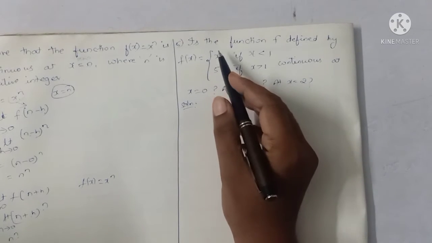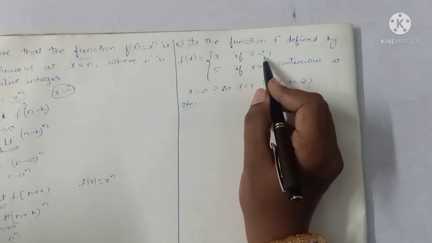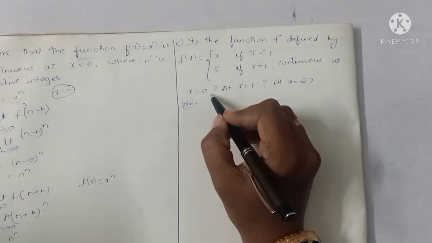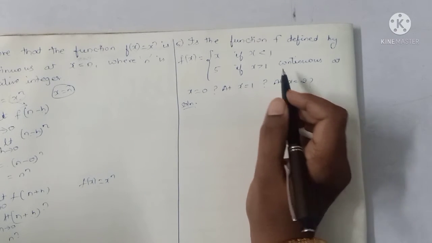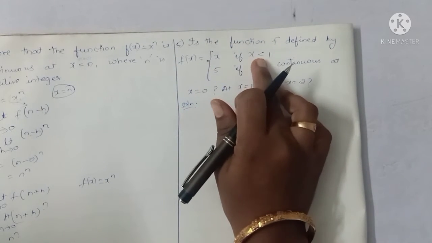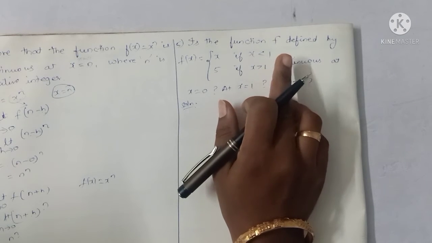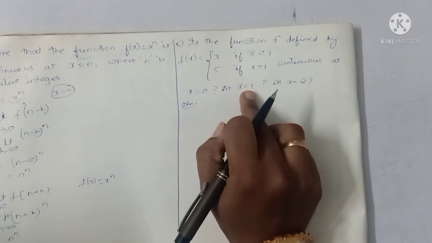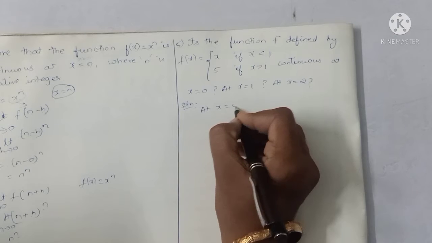Sum number 5. The function f is defined by f of x is equal to x if x less than 1, 5 if x greater than 1. Check whether it is continuous at x is equal to 0, at x is equal to 1 and at x is equal to 2. So f of x is defined as x for x less than 1 and 5 for x greater than 1. We have to see whether this function is continuous at x equal to 0, x equal to 1, x equal to 2. So first of all, let us consider at x is equal to 0.